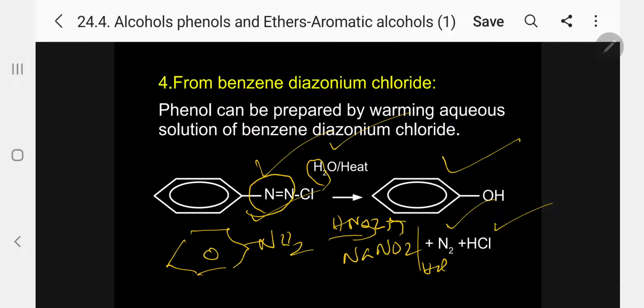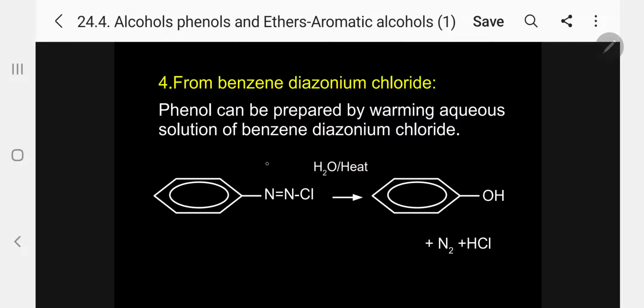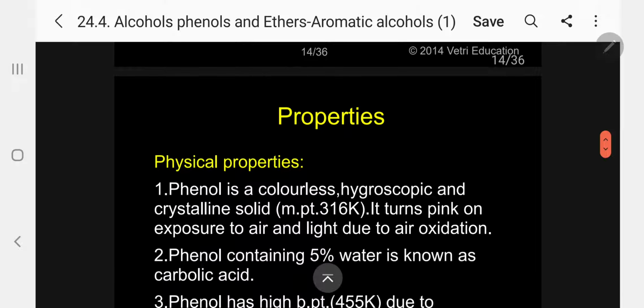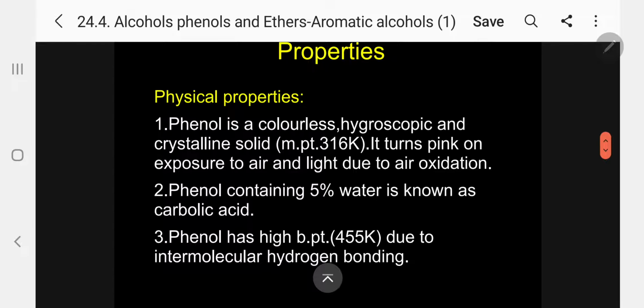Phenol can be prepared from benzene diazonium chloride by warming an aqueous solution of benzene diazonium chloride. This is the fourth method. Coming to properties, kindly follow.